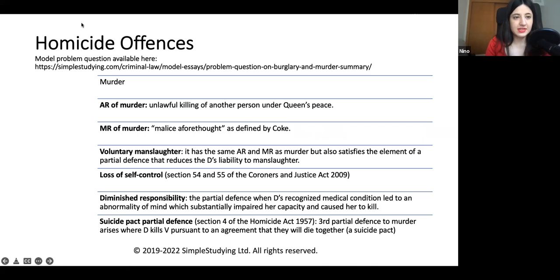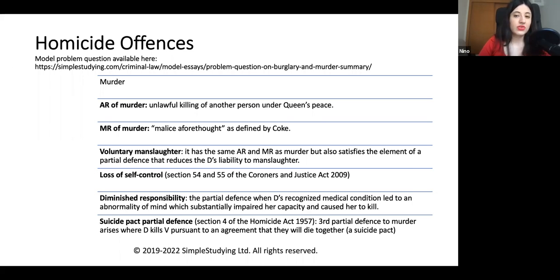Homicide offences is the next topic of discussion. Homicide offences can be murder, but not only murder. There are also manslaughter offences, and there are different kinds of manslaughter offences: voluntary manslaughter and involuntary manslaughter. The actus reus of murder is the unlawful killing of another person under the Queen's peace. The mens rea of murder is malice aforethought, as defined by Coke.